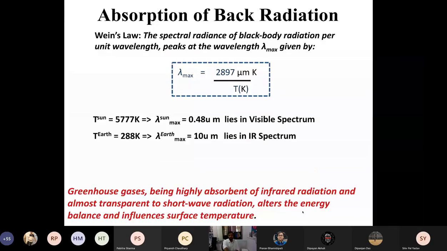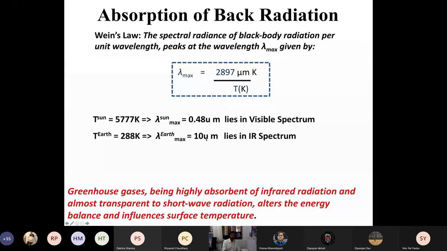And we already know that for any black body, from Wien's law, the lambda max can be given by the equation lambda max equals 2,897 micrometer Kelvin divided by the temperature of the black body in Kelvin. For the Sun, the temperature is around 5,777 Kelvin. For Earth, with greenhouse effect, it's 288 Kelvin. So the lambda max for the Sun lies around 0.48 micrometer.